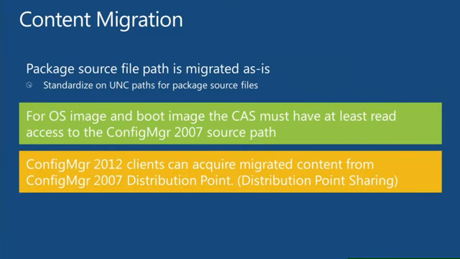And then in the interim, if you don't want to bring across your content, you can again do DB sharing, and the 2012 clients can get the content from your ConfigMan 2007 distribution point. Then when you're all done, as John mentioned, you upgrade it to 2012, keep your content intact, and you didn't have to deploy it across the wire at all.